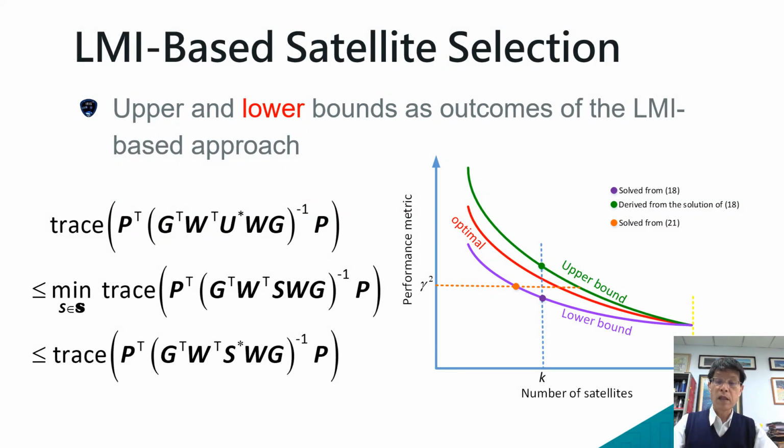And more importantly, by solving the problem, we can obtain the upper bound and lower bound of the performance. So this is especially important to mention. This lower bound is important because it's new, and during the selection, once we know the upper and lower bound, we know how good we are doing.